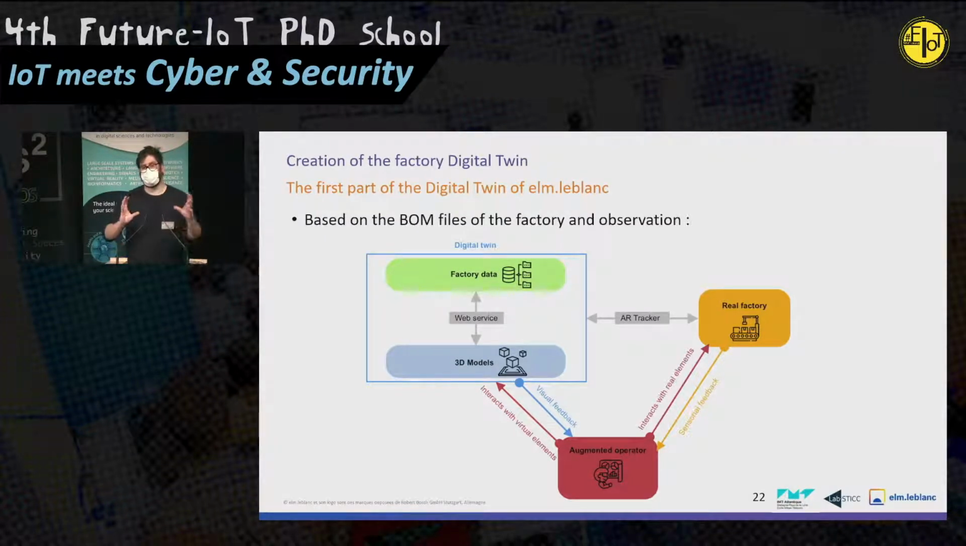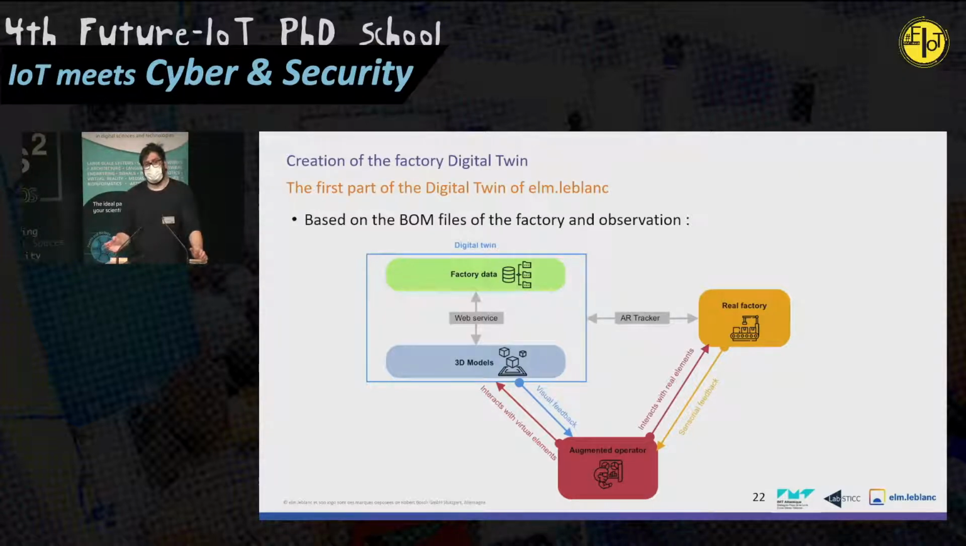So it's a digital twin, but it's just a part of a digital twin, because we could have simulation models and behavioral models, but we didn't add these parts yet. And it's linked to the real factory by an AR tracker. Right now we use QR codes, but we could use any AR tracker. It's not the most important part. And we added the augmented operator in this model.